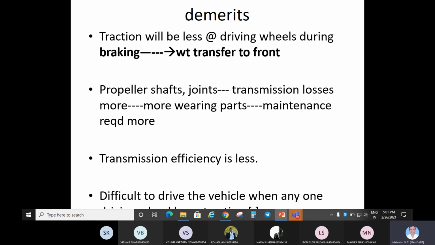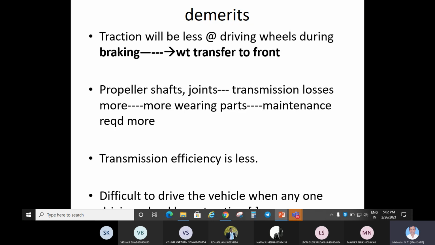It is difficult to drive the vehicle when any one of the wheels comes across some obstacle such as a pothole, or some terrain that is not there. In such a case, coming out of that rut will be somewhat difficult, because the whole weight of the vehicle will have to be pushed forward.